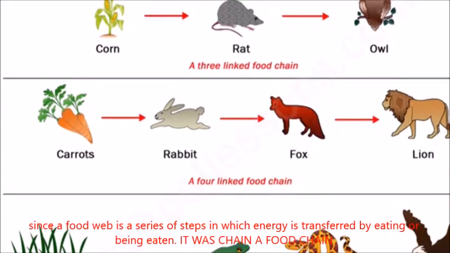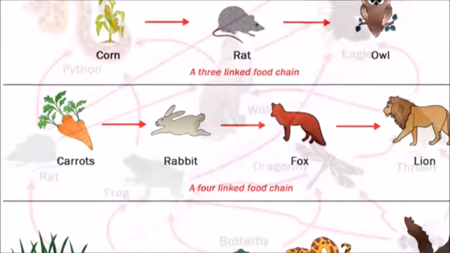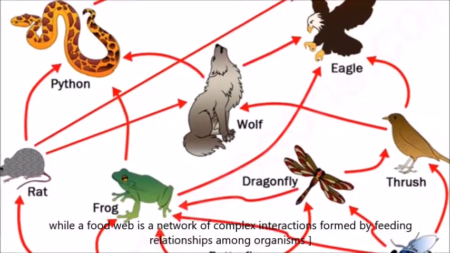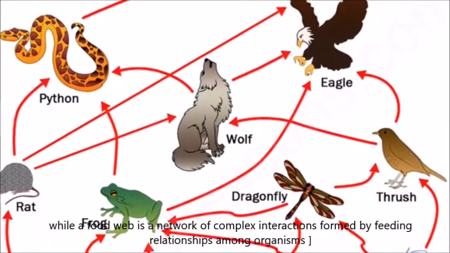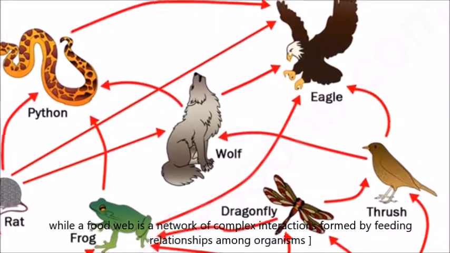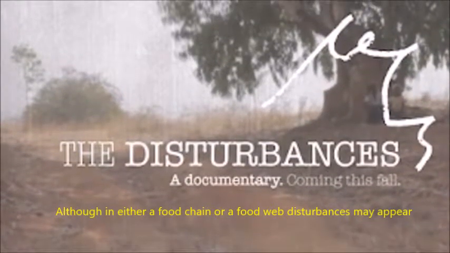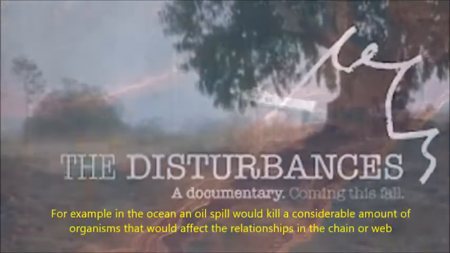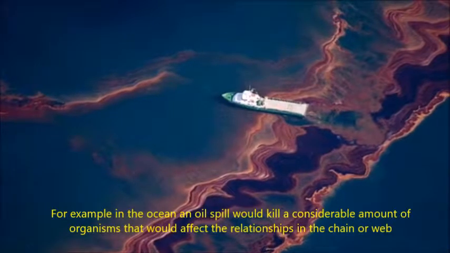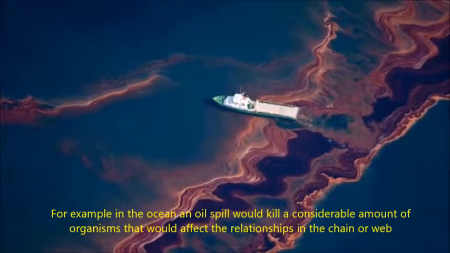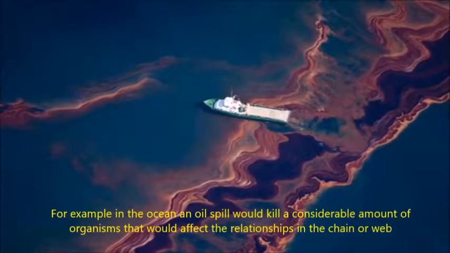energy is transferred by eating or being eaten, while a food web is a network of complex interactions formed by feeding relationships among organisms. Although in either a food chain or a food web, disturbances may appear. For example, in the ocean, an oil spill will kill a considerable amount of organisms that will affect the relationships in the chain or web.